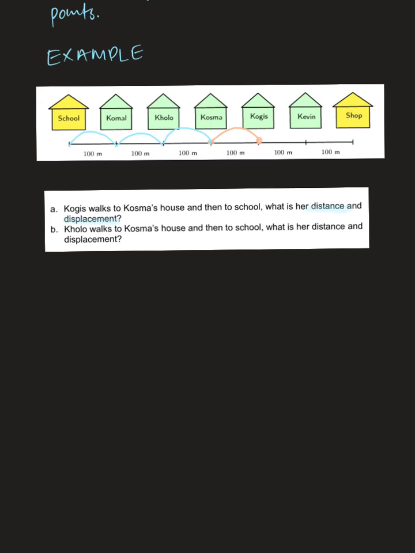All right, so let's have a look at this more logically. When Kokis walks, so let's look at distance. The distance. When Kokis walks to Cosma, that was 100 meters. Then when she went from Cosma's house all the way to school, which is 100, 200, 300, so plus another 300 meters. So her distance, or the length that she's walked, is 400 meters.